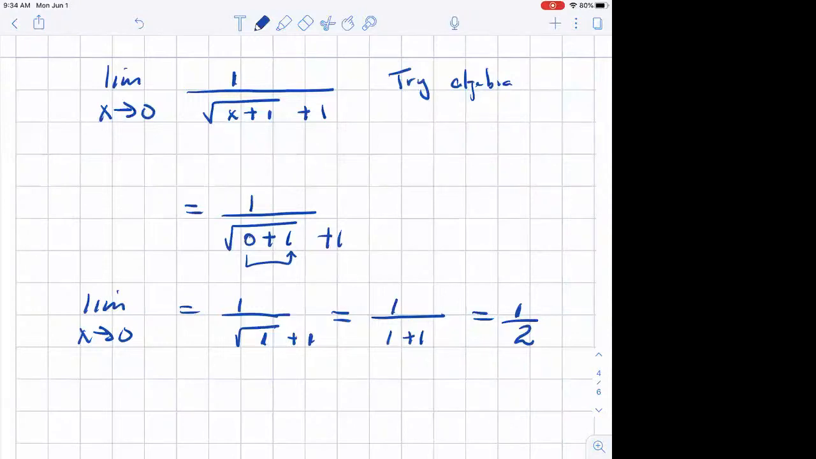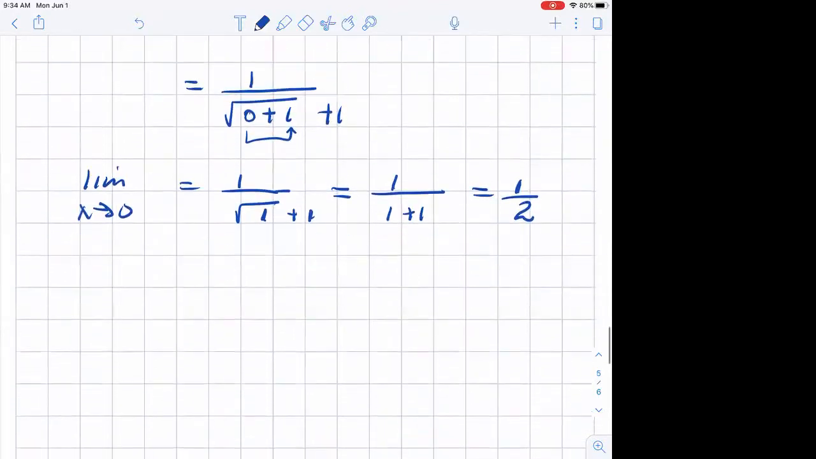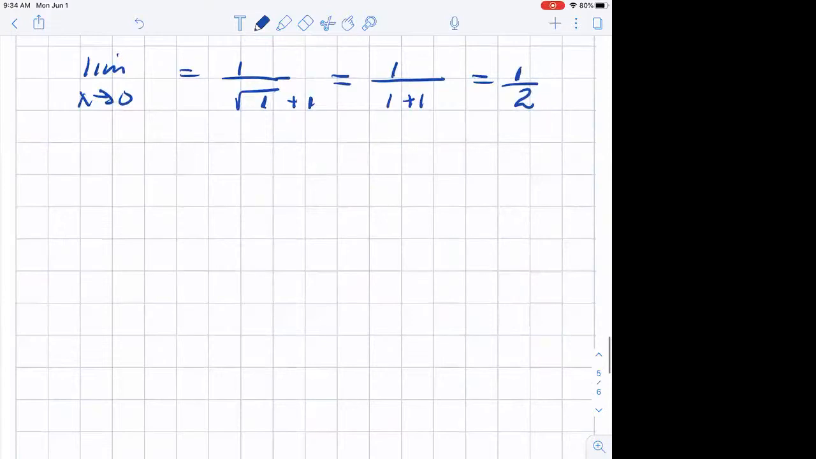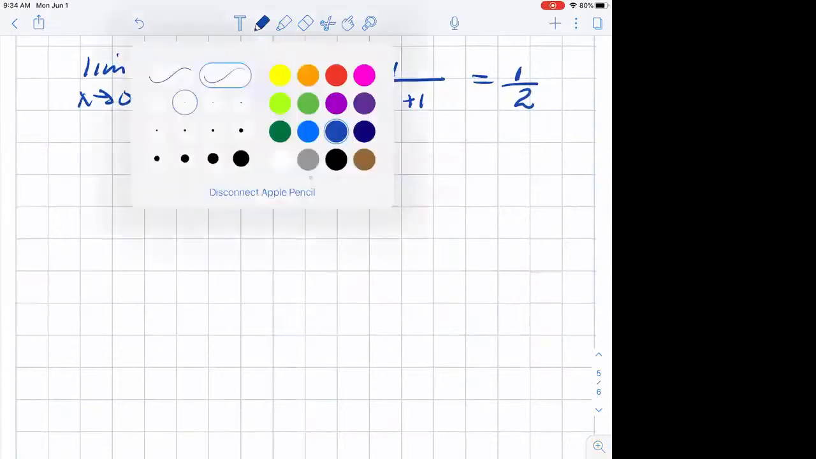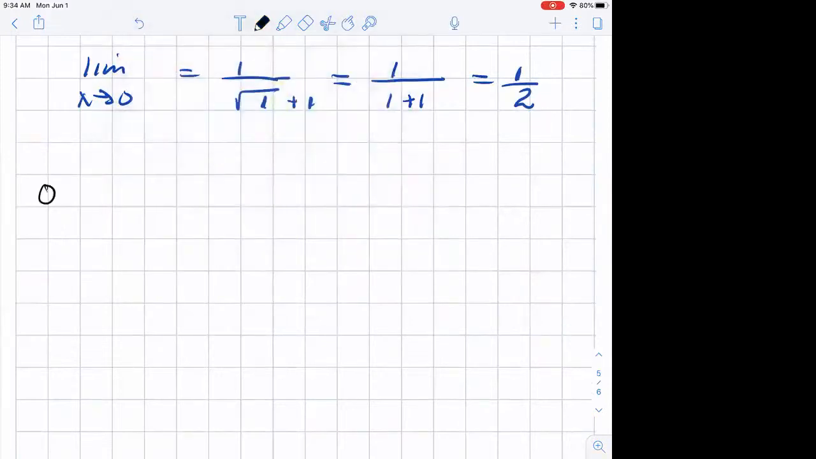So another question now, let's look at limit from the left and limit from the right, which is called one-sided limit. So one-sided limit really means limit from the left and limit from the right. That's really what it means.